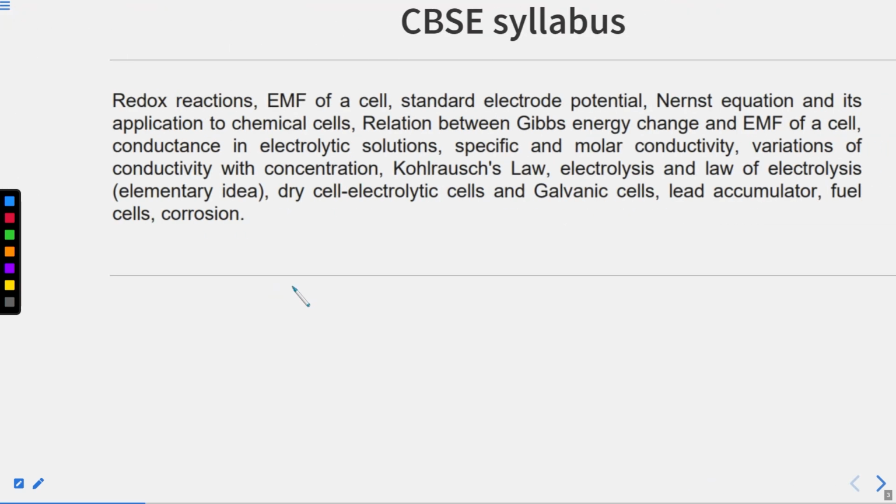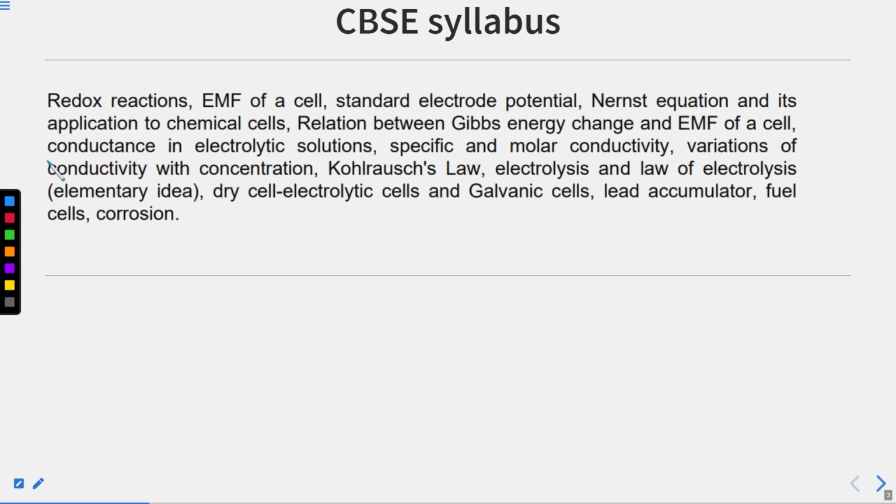So this is our syllabus that we have. If I see the syllabus minutely, we have covered this part in the first lecture, then this part in the second lecture. Today we will be starting from here, right? So we'll be doing these things. We will be starting from the standard electrode potential and Nernst equation and its application to chemical cell. So this will be our today's topic.